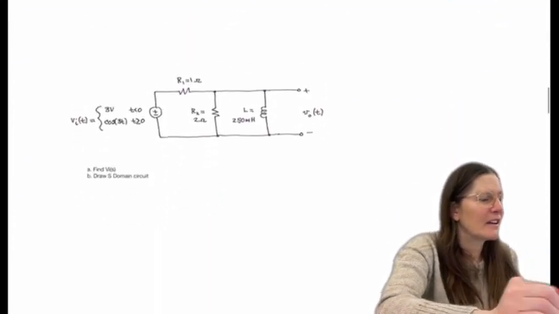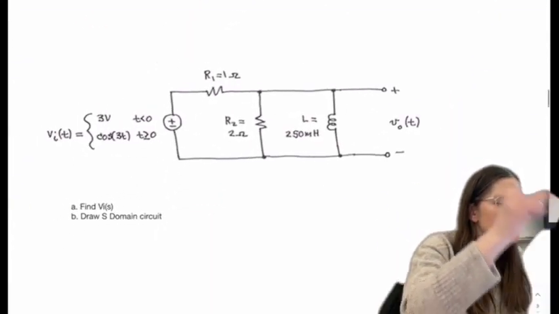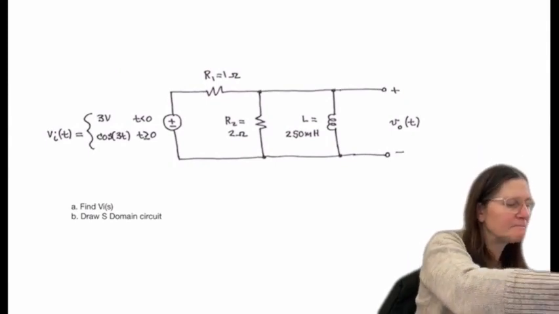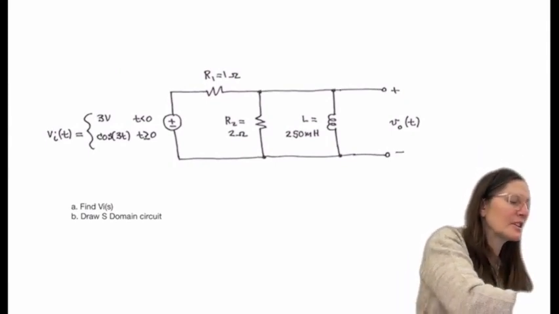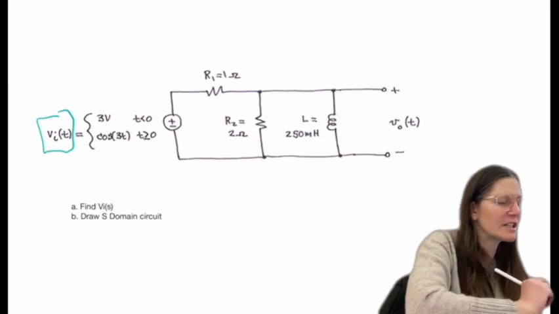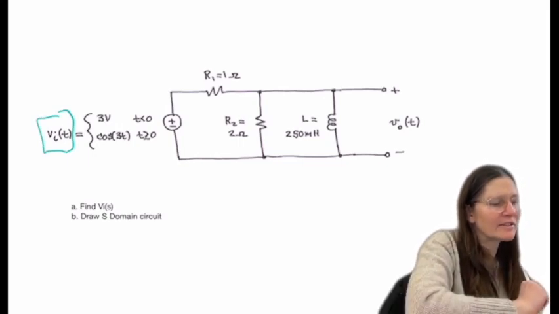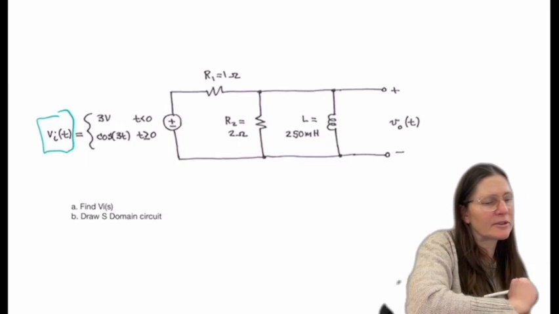Okay, let's do this one. In this case, we want to take the inverse Laplace of the Vi of t to find Vi of s, and then just redraw this S domain circuit.